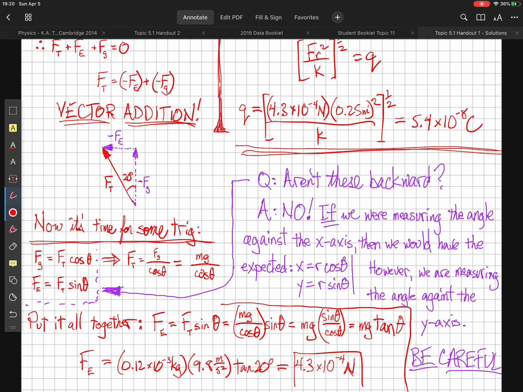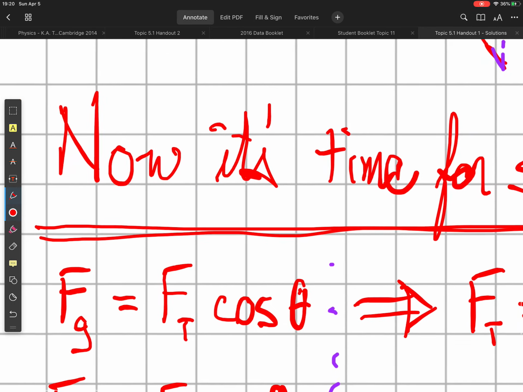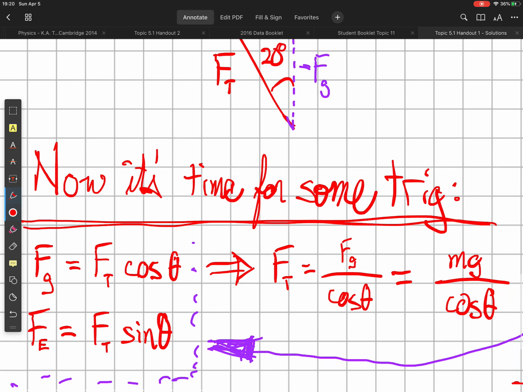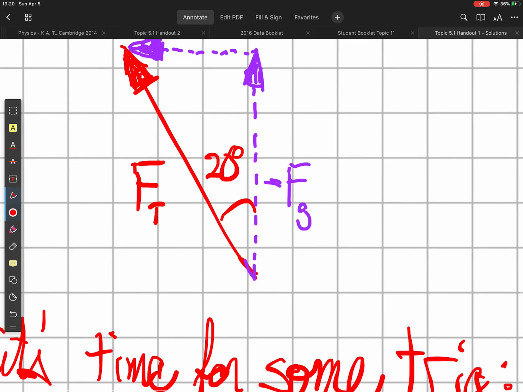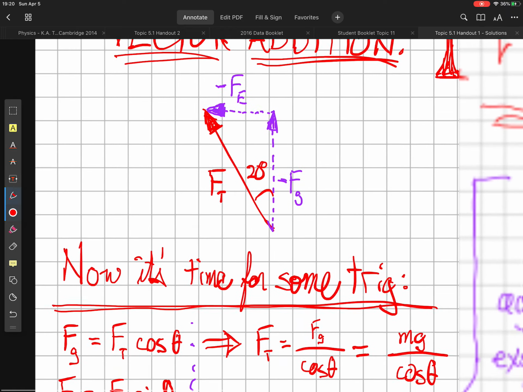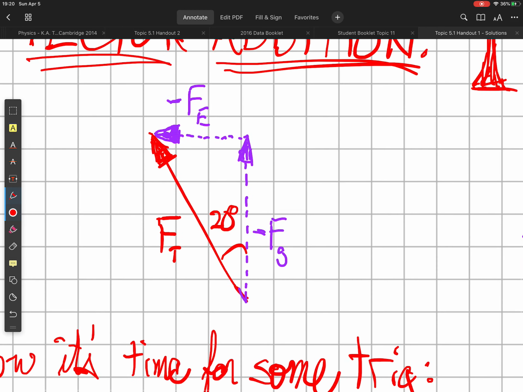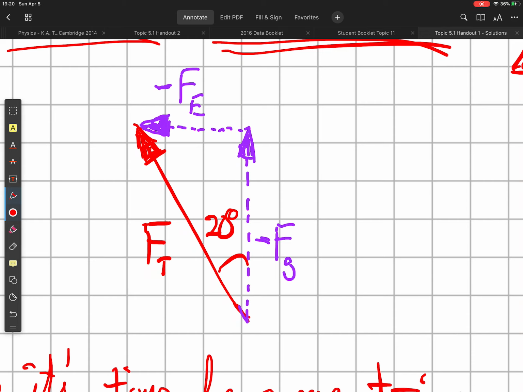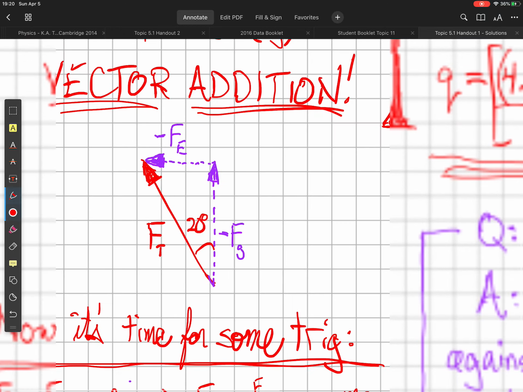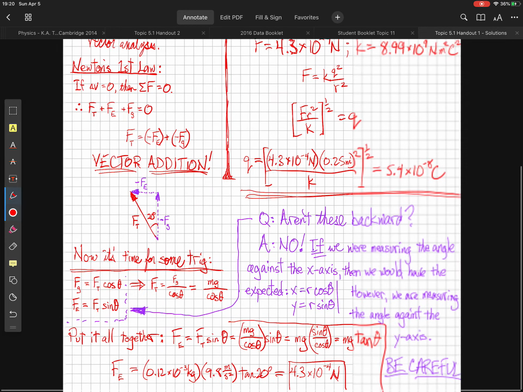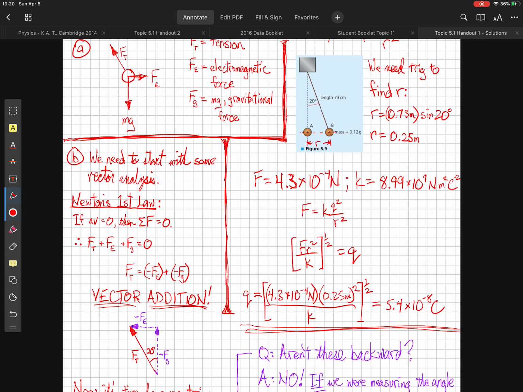Okay, question. Aren't these backward? Typically, cosine of theta is associated with an x value, not a y value. Similarly, sine of theta is typically associated with a y value, not an x value or a horizontal value. But we're measuring our angle, 20 degrees, against the vertical. And what that means is that our normal trigonometric conventions are inverted.